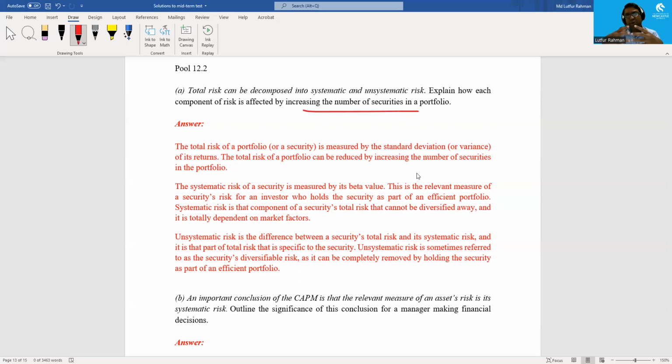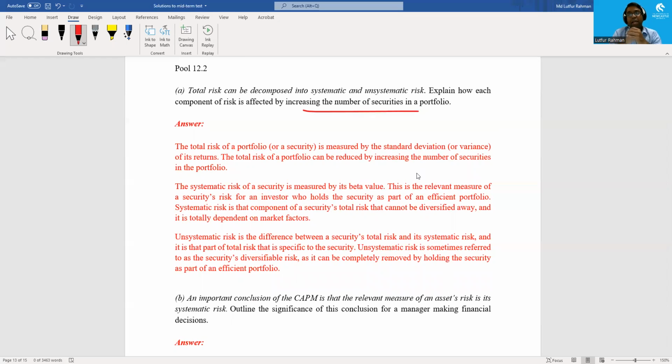So many of you provided your answer and tried to explain, however, that explanation lacks a clear statement that yes, increasing the number of securities increases this risk or decreases this risk.